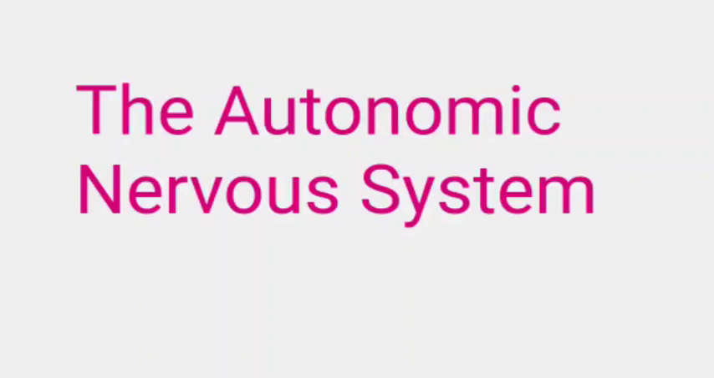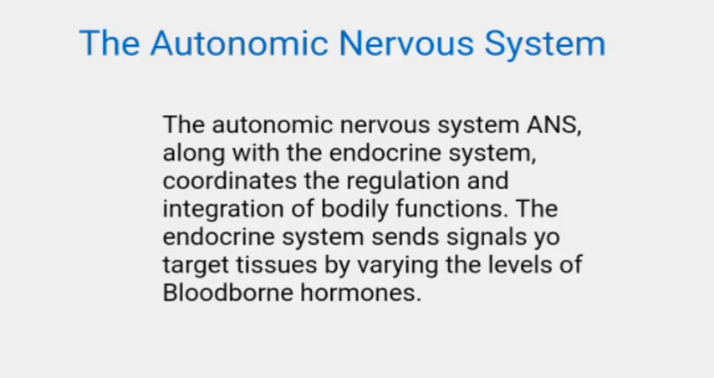In this video I am going to discuss the autonomic nervous system. The autonomic nervous system along with the endocrine system coordinates the regulation and integration of bodily functions. The endocrine system sends signals to target tissues by varying the level of blood-borne hormones. In contrast, the nervous system exerts its influence by the rapid transmission of electrical impulses over nerve fibers that terminate at effector cells, which specifically respond to the release of mediator substances.